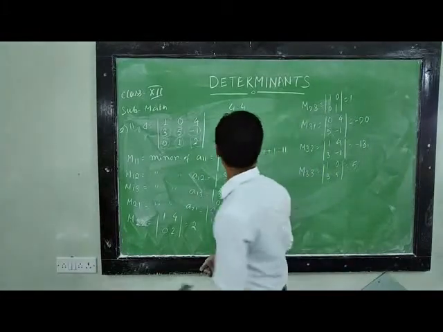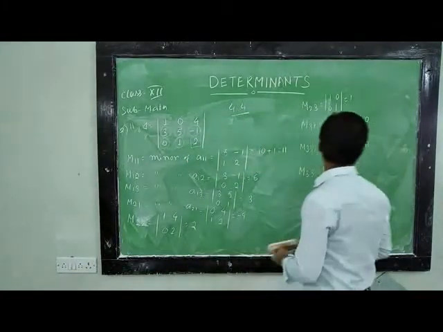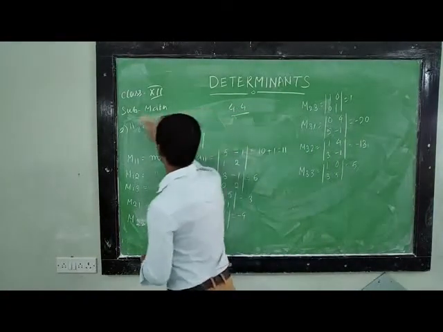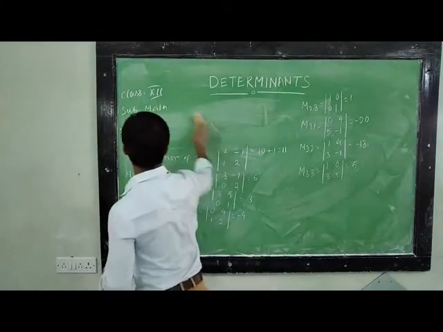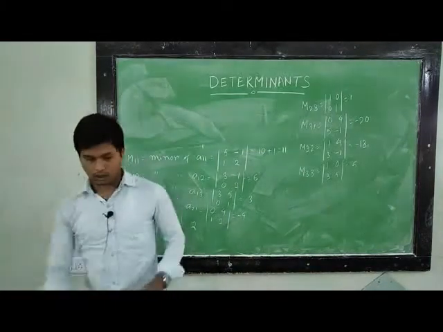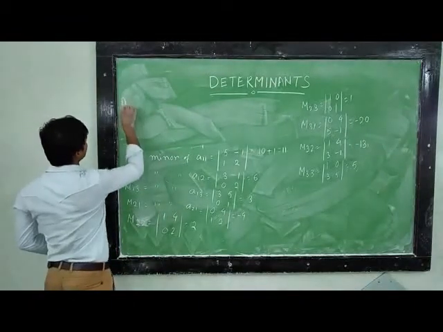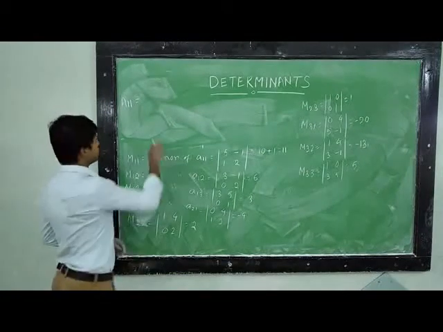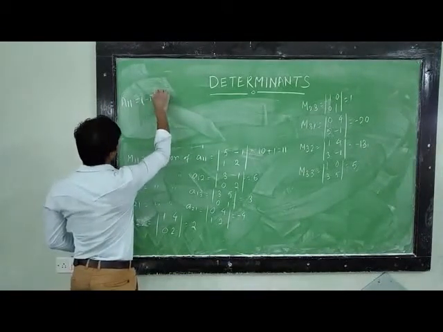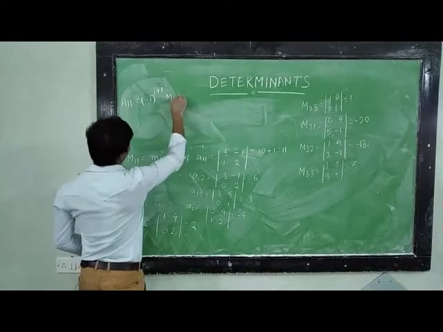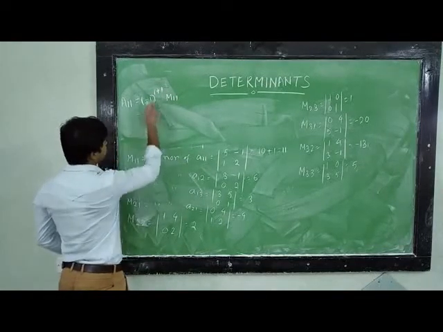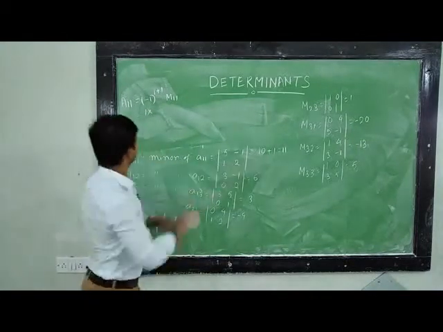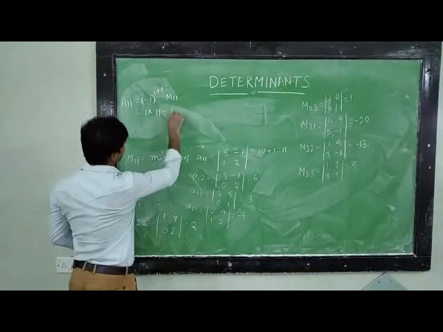Now we have to calculate the cofactors. For the cofactor of A11, that means the cofactor corresponding to the element A11, that is minus 1 whole to the power 1 plus 1 into M11, and that is equal to minus 1 whole to the power 2, that is 1, and M11 is equal to 11. So 11.